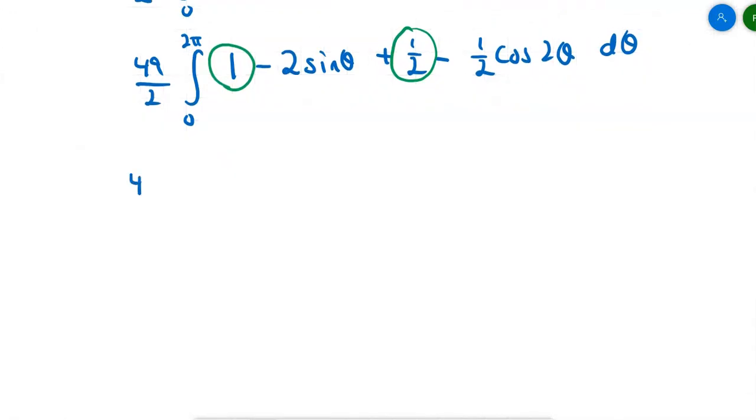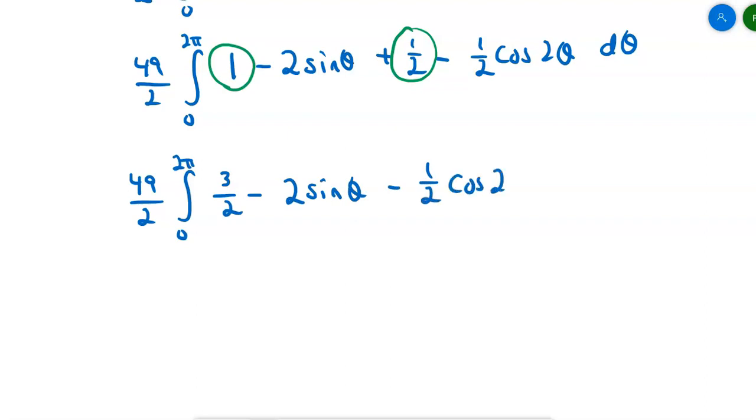Try to simplify this as much as you can before you integrate it. Otherwise, you'll end up doing double the work at the end. So 1 plus a half gives me 3 halves minus 2 sine theta minus a 1 half cosine of 2 theta. And now at this step, we're ready to actually integrate. Remember, we haven't integrated anything so far. Now we're actually going to integrate.